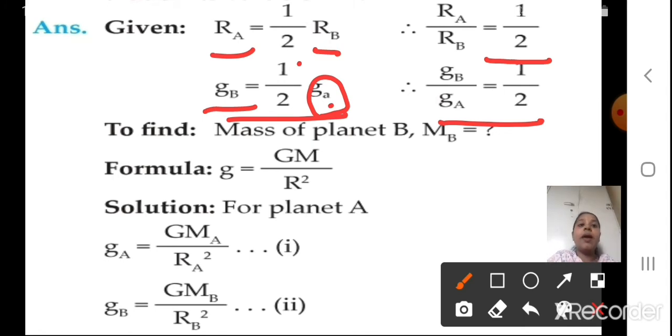To find the mass of the planet B, that is MB, what is the formula we are going to use students? g is equal to GM upon R square. For planet A, gA is equal to GMA upon RA the whole square. And for B, gB is equal to GMB upon RB square. This small g is different and this capital G is different here. Did you understand this for planet A and planet B?